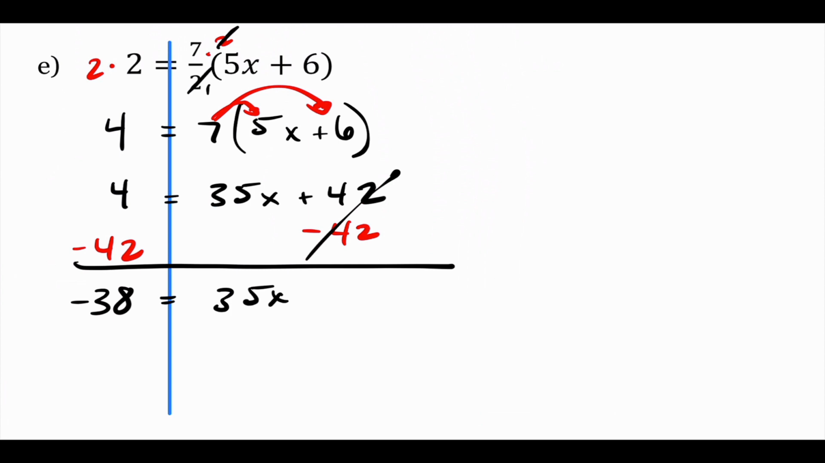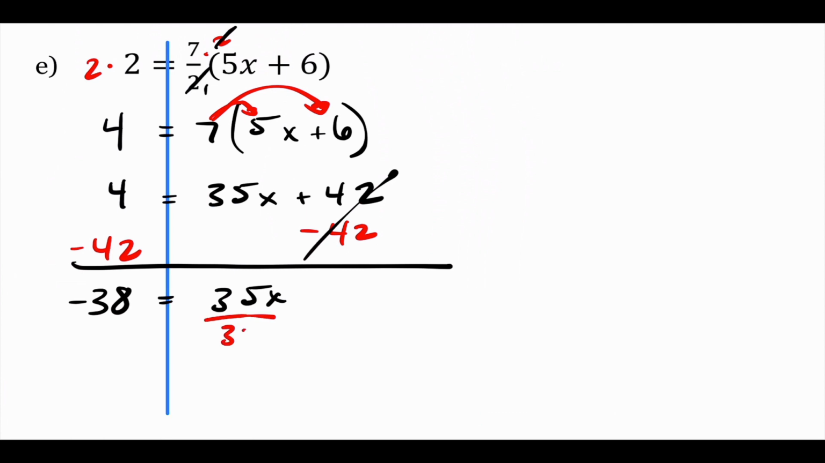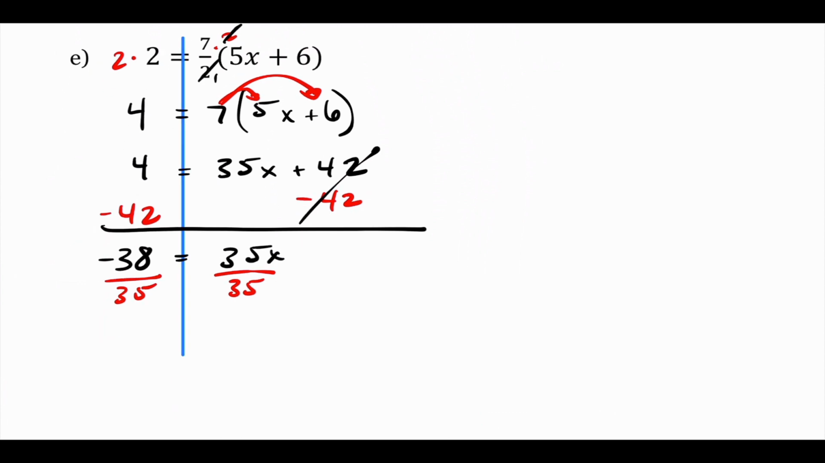Last step, get x by itself, so I get x equals negative 38 over 35. Well, if I put that in my calculator, I get a decimal, so I don't want to do that.